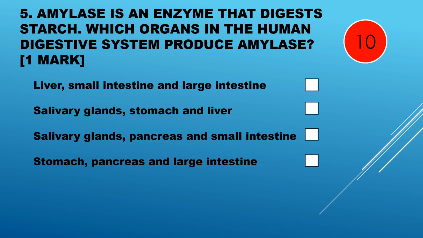Question 5. Amylase is an enzyme that digests starch. Which organs in the human digestive system produce amylase? Is it liver, small intestine and large intestine, salivary glands, stomach and liver, salivary glands, pancreas and small intestine, or stomach, pancreas and large intestine? Amylase is made in the salivary glands, pancreas and small intestine.